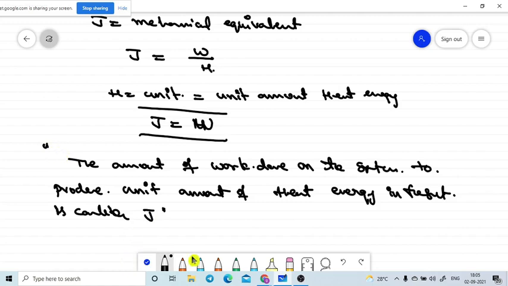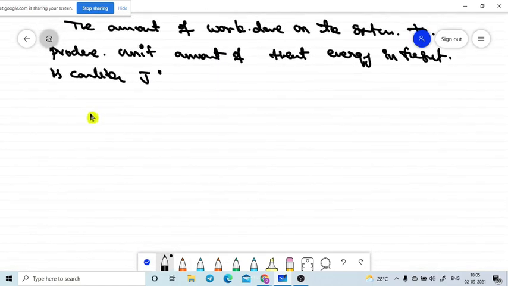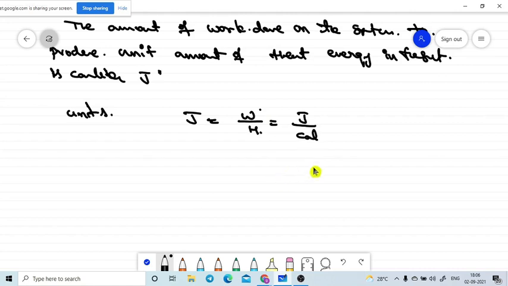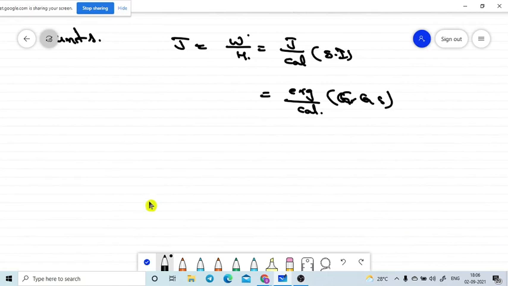Now if we take the units for J, units for J is equal to W by H. W is work, in joules. H is heat, in calories. So the unit is joule per calorie in the SI system, and in the CGS system it is erg per calorie. Now, you know that one joule is equal to how many ergs?